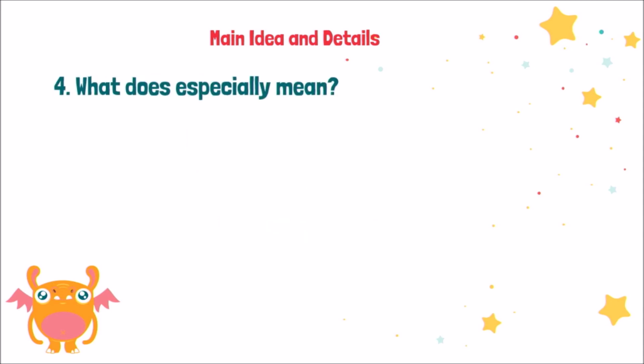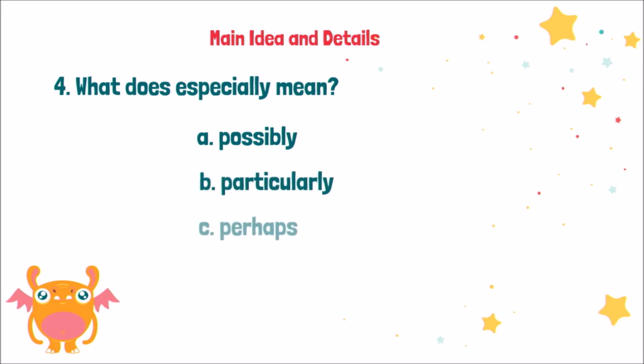Next, question number 4. What does especially mean? A, possibly. B, particularly. Or letter C, perhaps. Okay, when we say especially, kids, it's letter B, particularly.